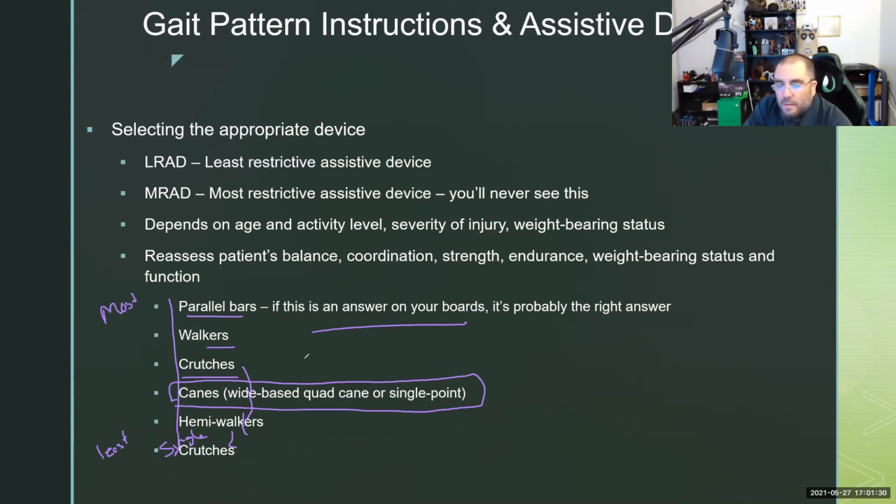Can you tell me what a Hemi Walker is? Sure. A Hemi Walker. Tested my drawing skills here. Kind of looks like this. It has a handle and it's on one side. It has lots of horsepower.